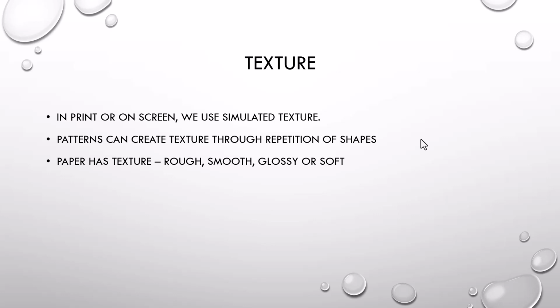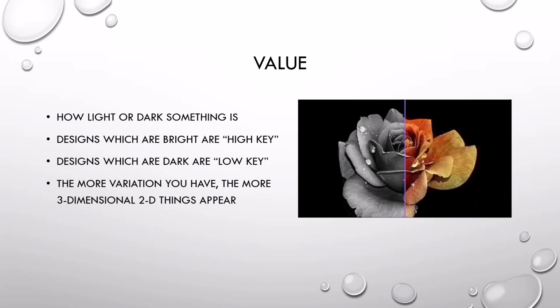Sometimes in print we can add texture, and that can be shown sometimes with the feel of the paper, but mostly we rely on simulated texture. We look at images. Patterns can create texture through the repetition of shape. Paper is going to be the one thing that does have texture because it can be rough or smooth or glossy or maybe soft. Our last element is value.